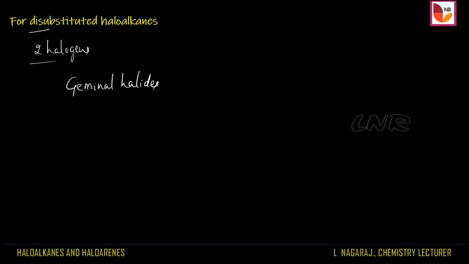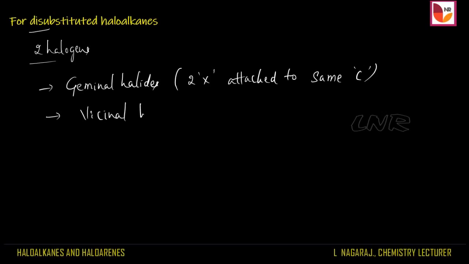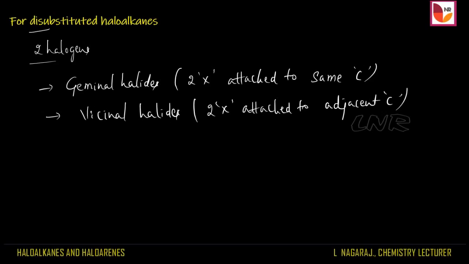Geminal means that if the 2 similar halogen atoms are attached to the same carbon, then it is called a geminal halide. And the next type is vicinal halides. Vicinal halides means that if the 2 similar halogen atoms are attached to adjacent carbon atoms, then it is called a vicinal halide. That is, the dihalo compounds having the same type of halogen atoms are further classified as geminal halides and vicinal halides.